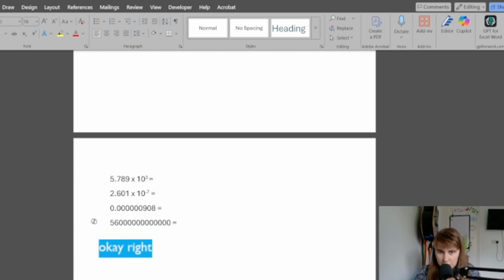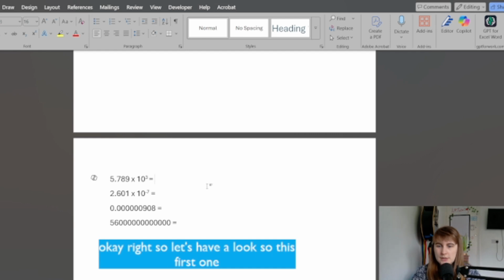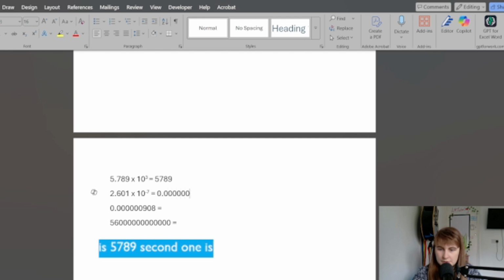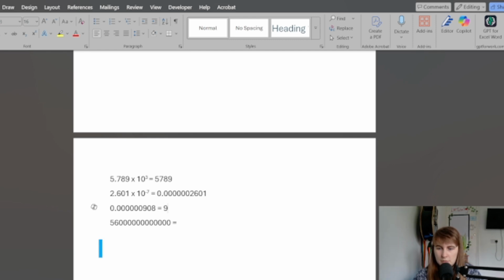Okay, right, so let's have a look. So this first one is 5,789. Second one is 0.0000002601. This one in standard form is going to be 9.08 times 10. And it's a negative power, so we've got to go back. We're here, we're going to go up 1, 2, 3, 4, 5, 6, 7. So -7.